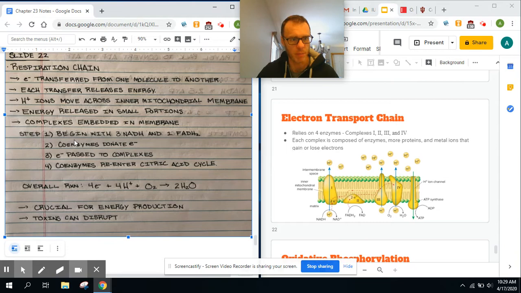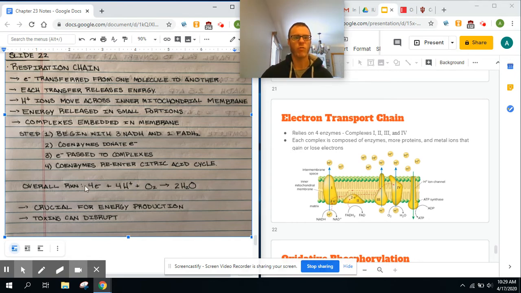That's the mitochondrial membrane. Step one, we begin with NADH and FADH2. Coenzymes donate electrons. So you can see we're just walking through this. Electrons are passed to complexes, and then the coenzymes re-enter the citric acid cycle. So this NADH and FADH2, we just continuously reuse them. Now, in reusing, sometimes they break down. That's why you need those vitamins.